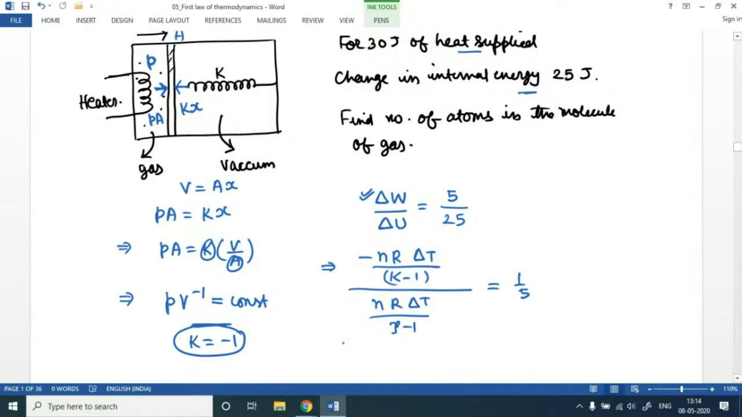Okay, so solving this, the value of k we already know. So for gamma minus 1, nR delta T obviously will get cancelled, and we will get gamma minus 1 as 2 by 5. So gamma here is 7 by 5. So 7 by 5 is the gamma. That clearly says that we are having a diatomic gas. Okay, so the number of atoms in the molecule of the gas is simply equal to 2 over here. So that is one thing.